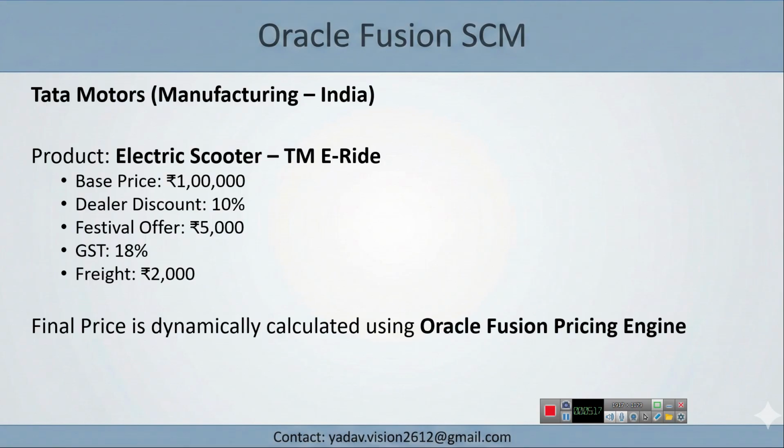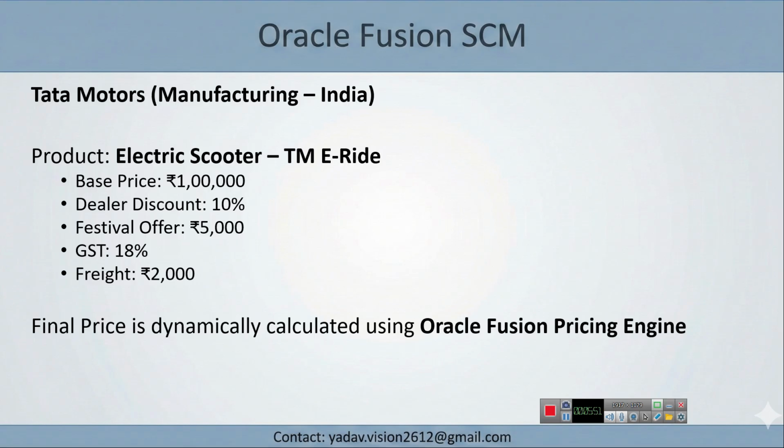I'm taking an example, as I said in the morning batch, of Tata Motors, where I'm taking one electric scooter. The name we are keeping is Tata Motors e-ride. That is the item I'm taking here. We kept the base price of the scooter at 1 lakh rupees. If you are selling to dealers, I'm giving 10%. If you are buying on the festival, I may give a festival offer of 5%, that is 5,000 rupees.